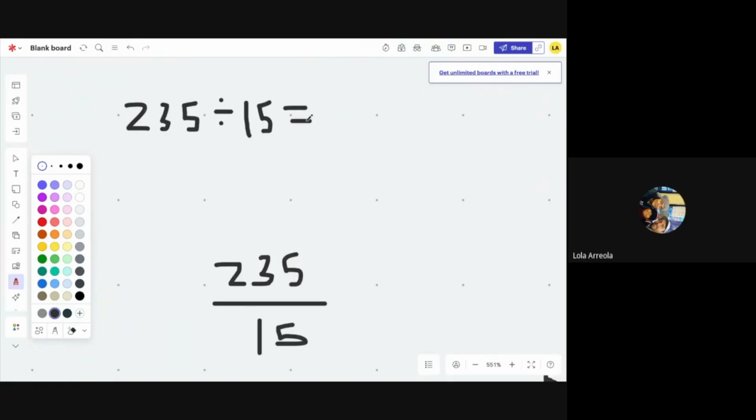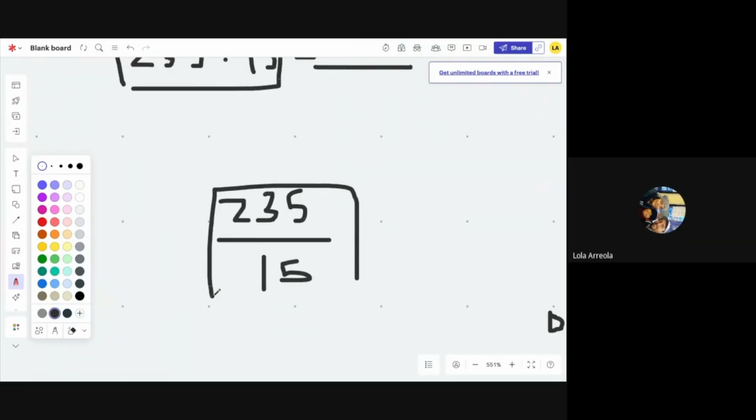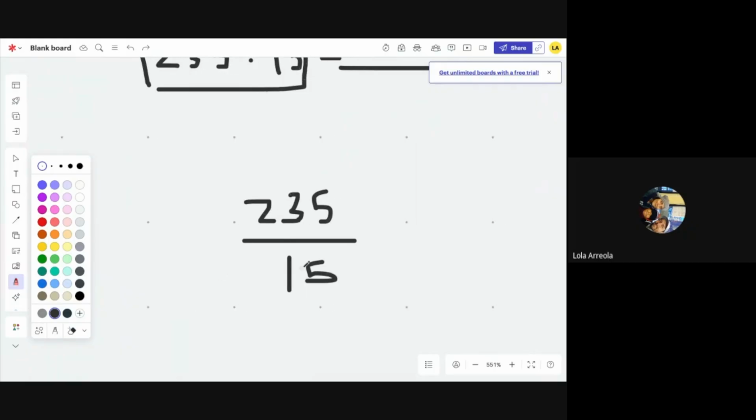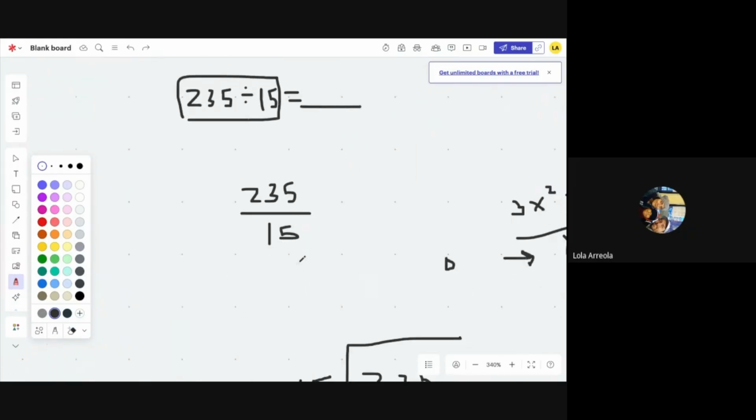And we're trying to solve for 235 divided by 15, right? This setup is the same thing as this. The horizontal line means division, okay? A fraction is essentially just division, okay? So this is 235 divided by 15.